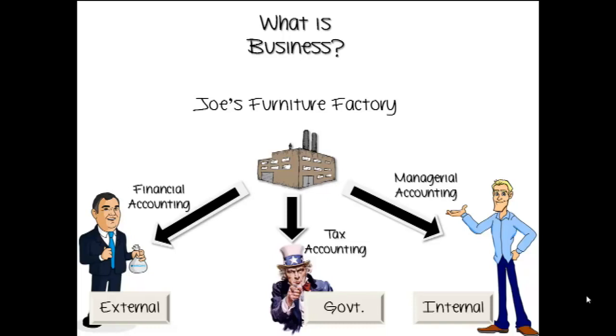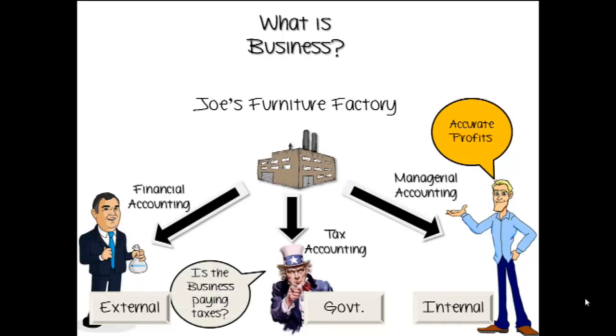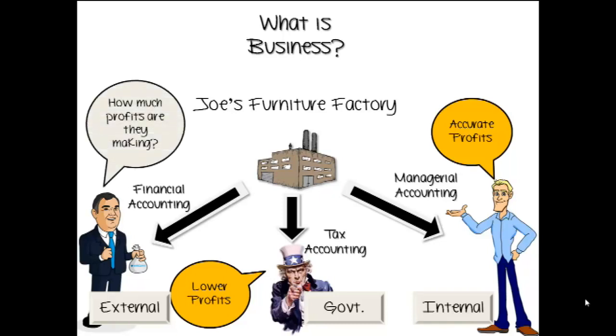Internal users are interested in knowing how the business is doing. For this, they need accurate information, and this accurate information is needed for prompt decision making. Uncle Sam and the government are interested in knowing how much taxes are due. Businesses thus want to show a poor picture to Uncle Sam so that they could probably pay lower taxes, and hence businesses show lower profits to Uncle Sam. External users are interested in knowing how much profit the business is making. So businesses tend to show a good picture to them by showing higher profits.